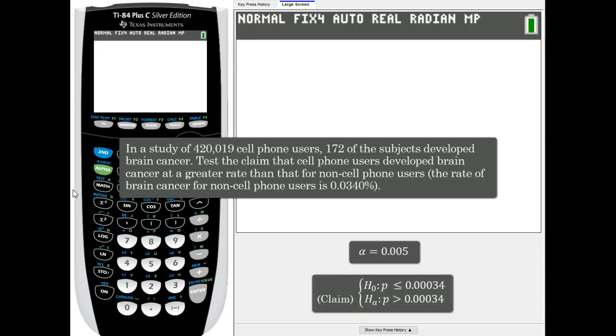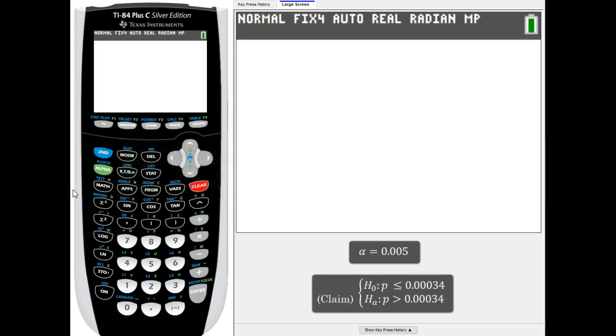So H0 is the proportion is less than or equal to 0.00034, because we're changing a percent over to a decimal. And our claim, HA, is the proportion is greater than this 0.00034. All right, let's run our test.